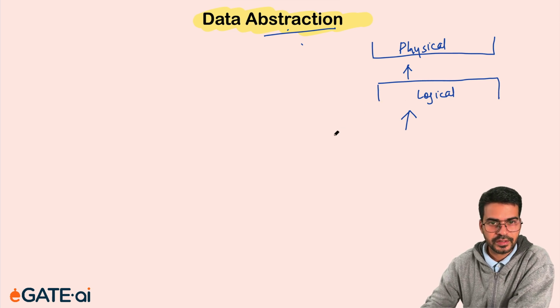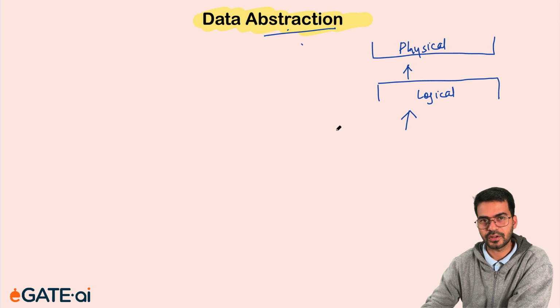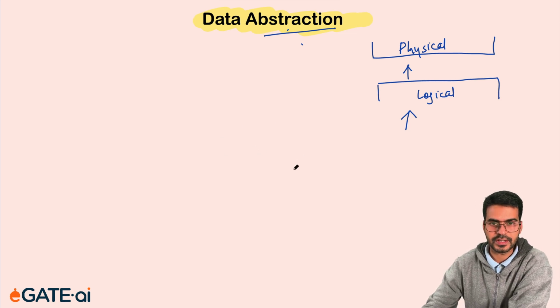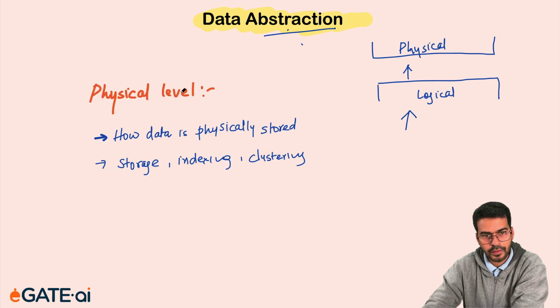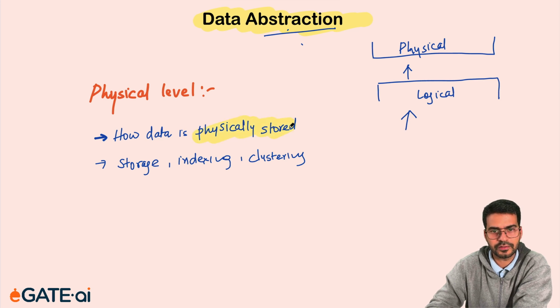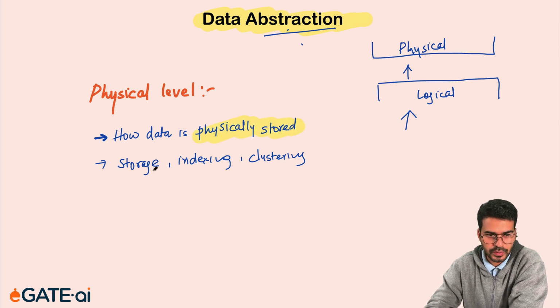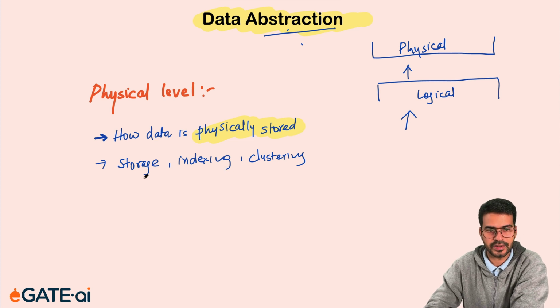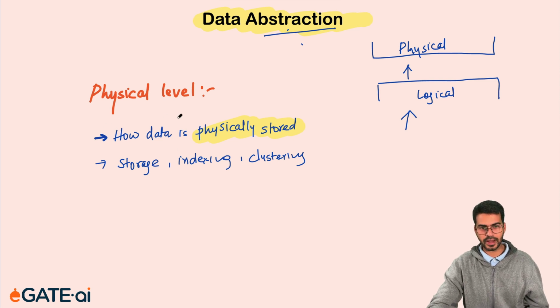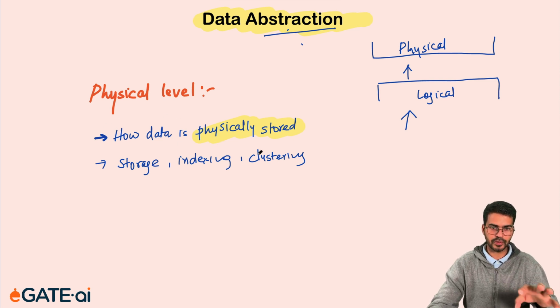In a database we have three kinds of abstraction that we have to remember. The first one is physical layer abstraction, which happens at the physical level. So let's write physical level. As you can guess, physical level abstraction talks about physical storage, how it is physically stored, which includes storage, indexing, clustering, etc. It has information about these abstractions at the physical level.